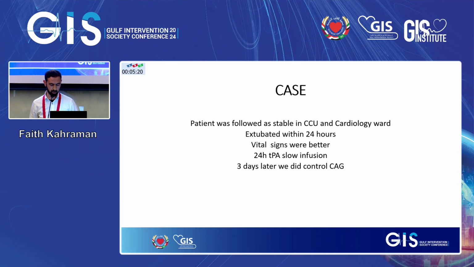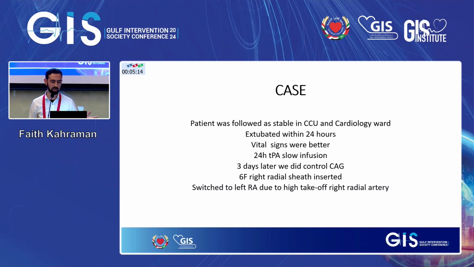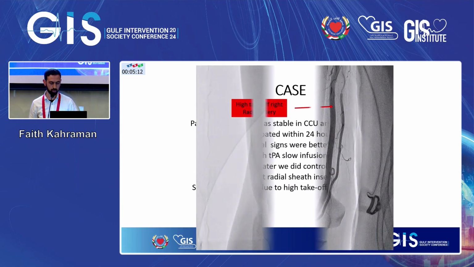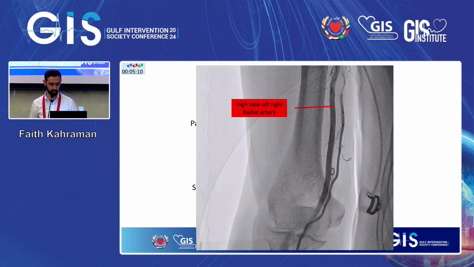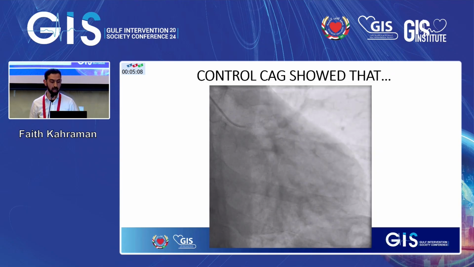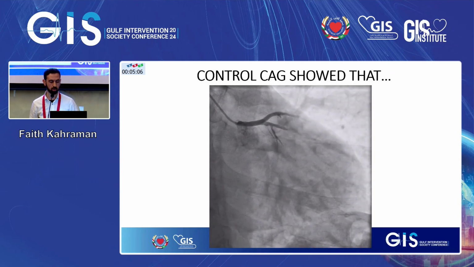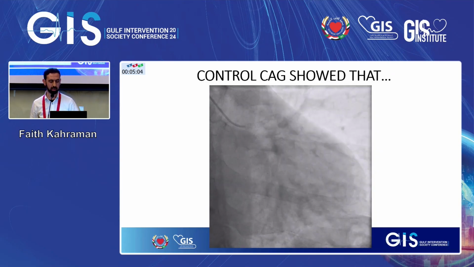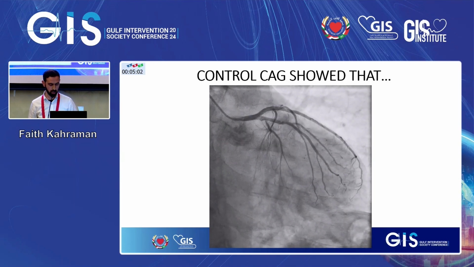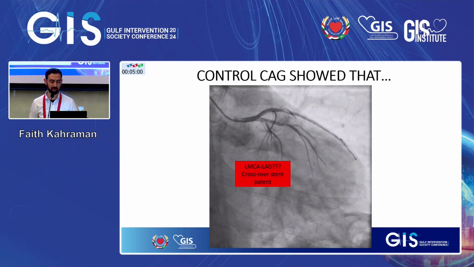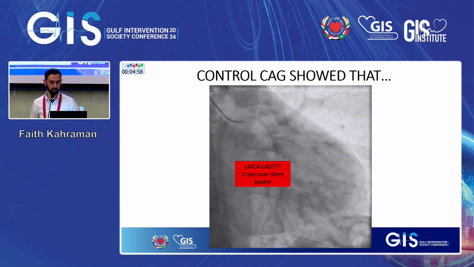Three days later, we did a control angiogram. We inserted a 6F right radial sheath, but switched to the left due to a high takeoff right radial artery. You can see the image of the high takeoff right radial artery. The control angiogram showed very good flow in both branches, and we suppose that our stent is from left main to LAD crossover.